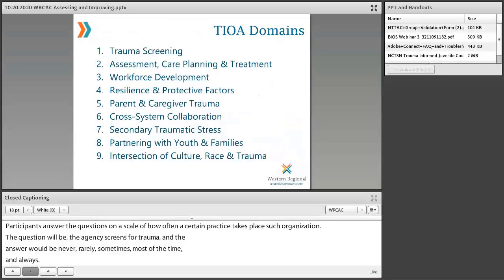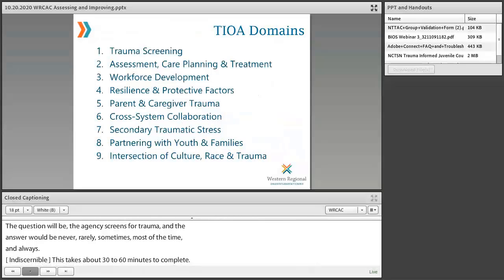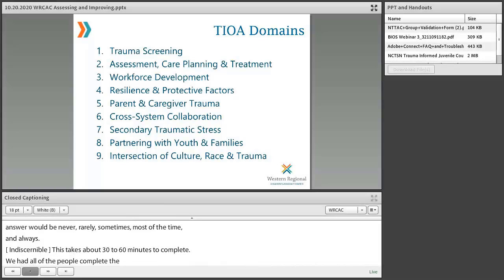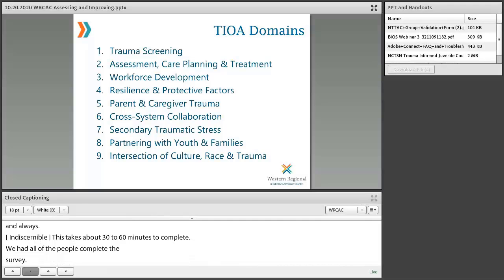So here's the domains in a much easier format, I think, to read. So you'll see it asks questions about trauma screening, assessment and care planning, workforce development, resilience and protective factors, parent and caregiver trauma, cross-system collaboration, secondary traumatic stress, partnering with youth and families, and then lastly, the intersection of culture, race, and trauma. So really it is a very robust tool, and we really liked the focus on multiple domains because that was really one of our goals.